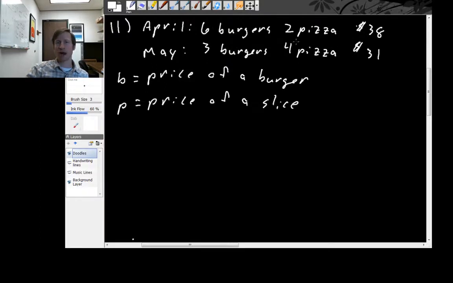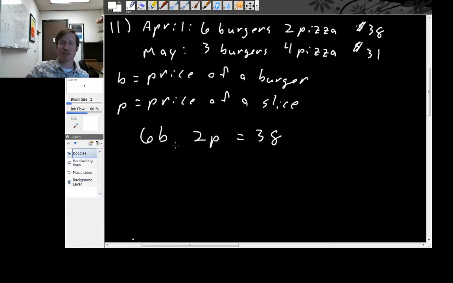So if we look at what April bought, 6 burgers and 2 pieces of pizza, how much did she spend? Well, total she spent $38. But there's another way we can write down how much she spent. If a burger costs B dollars and she bought 6 burgers, then the total she spent on burgers is 6B. And for pizza, if she bought 2 slices at P dollars per slice, then the total she spent on pizza is 2P.